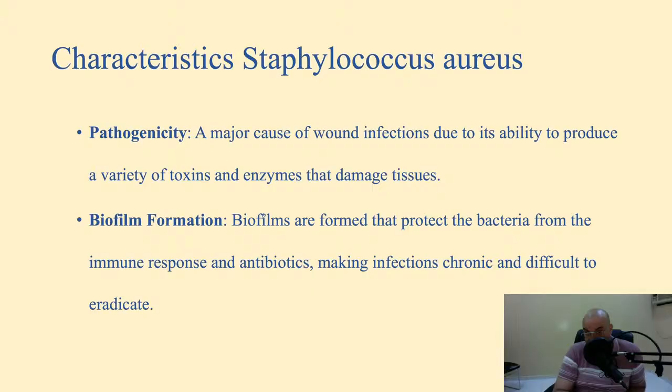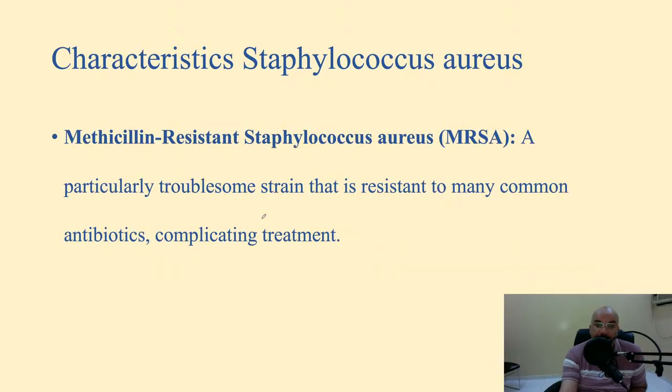The pathogenicity of Staphylococcus aureus is high. It is a major cause of wound infection due to its ability to produce a variety of toxins and enzymes, and it can support production of biofilm at a higher rate. So it can directly support production of the biofilm. Now there are different types of Staphylococcus aureus. The worst is MRSA, methicillin-resistant Staphylococcus aureus, multiple drug resistant, or what is known as all drug resistance. This is a really problematic kind of infection.